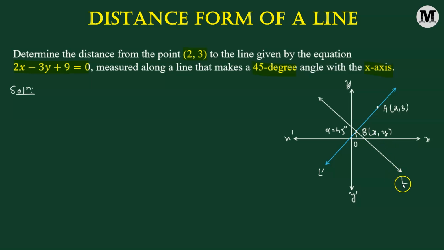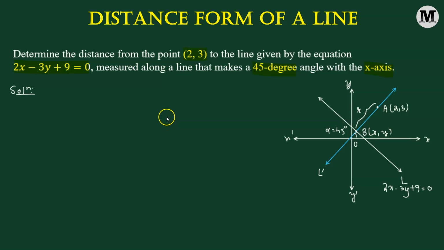The equation of the line L that is given to us is 2x minus 3y plus 9 equals 0. Fine. So our goal will be to determine the length AB. So let us denote the length AB with r. So this is the distance between the 2 points A and B.